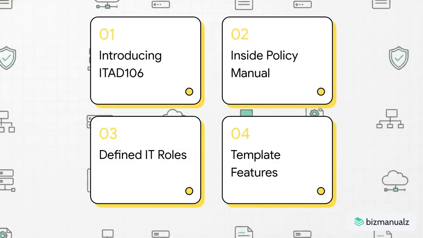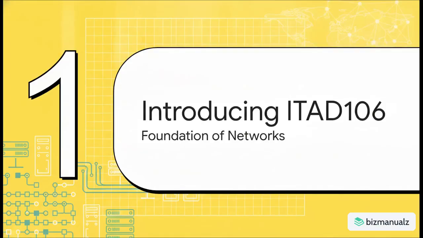We've got a quick roadmap for today. First, we'll introduce ITAD 106. Then we'll peek inside the policy manual itself, look at how it defines key IT roles, and finally, check out the time-saving template features. Simple as that. All right, Section 1, Introducing ITAD 106, the Foundation of Reliable Networks. Let's get right into it.